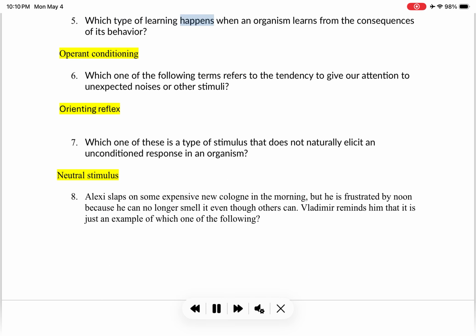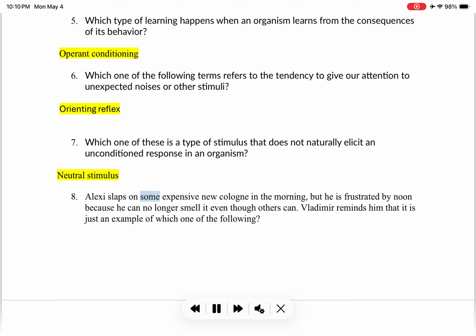Which type of learning happens when an organism learns from the consequences of its behavior? Operant conditioning. Which one of the following terms refers to the tendency to give our attention to unexpected noises or other stimuli? Orienting reflex. Which one of these is a type of stimulus that does not naturally elicit an unconditioned response in an organism? Neutral stimulus.